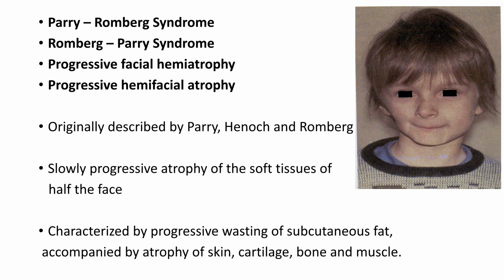These are some other names of facial hemiatrophy. First is Parry-Rumburg syndrome, Rumburg-Parry syndrome, progressive facial hemiatrophy, and progressive hemifacial atrophy. So these are other names of facial hemiatrophy. Originally, this lesion was described by Parry, Henoch and Rumburg, so according to the scientists' names, it is known as Parry-Rumburg syndrome.